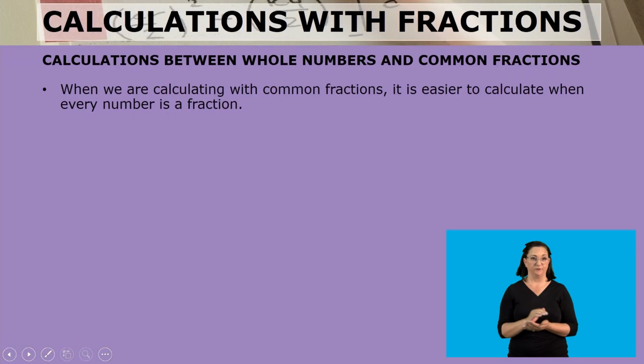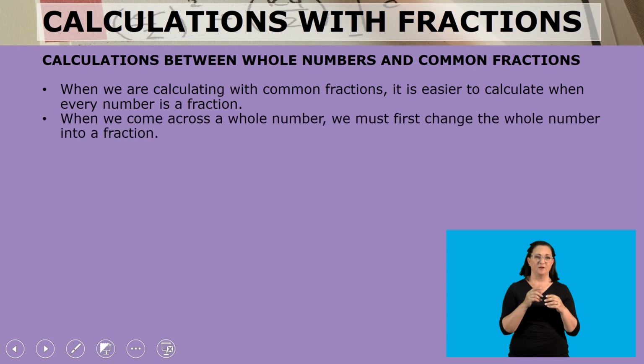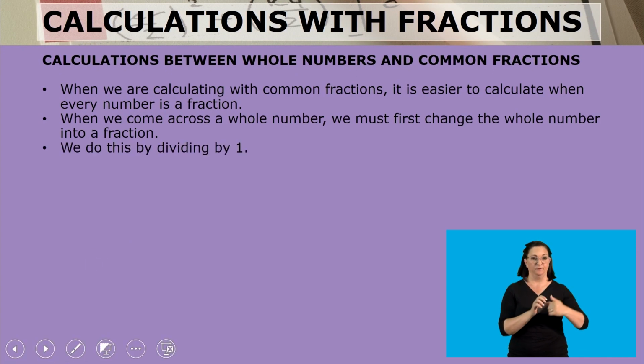What about when we have a whole number and a common fraction? Let's see how we can calculate that. When we are calculating with common fractions, it's easier to calculate when every number is a fraction. So when we come across a whole number, we must first change the whole number into a fraction. We do this by dividing by 1.